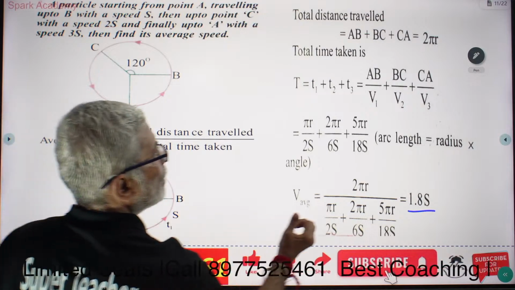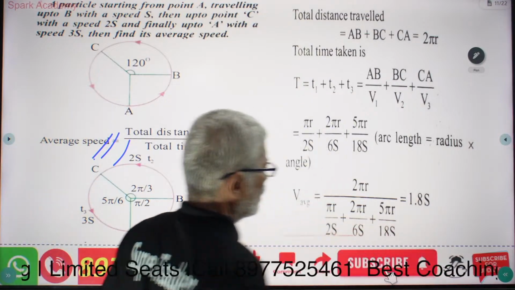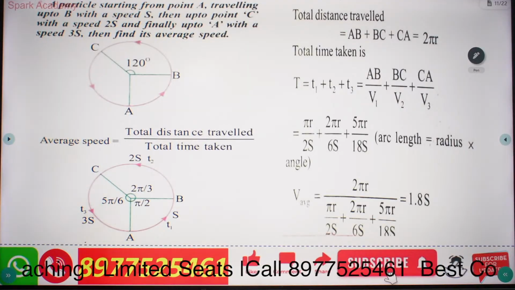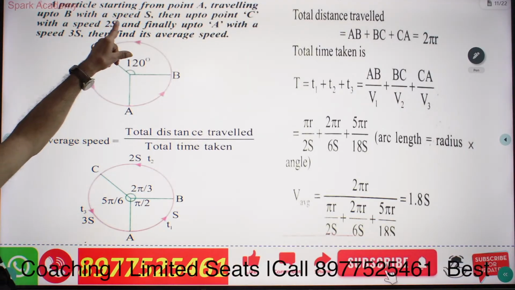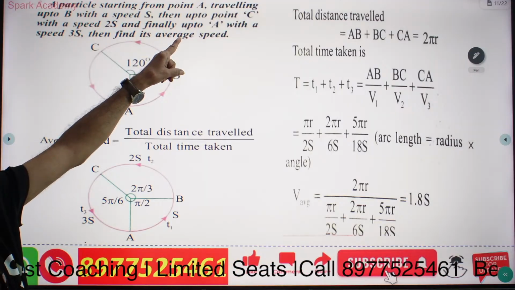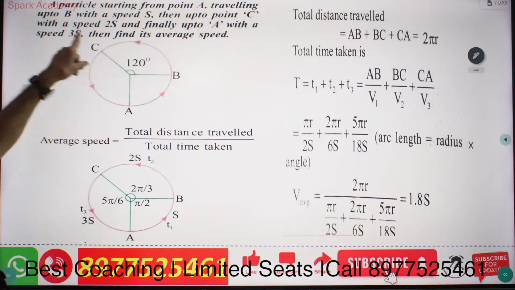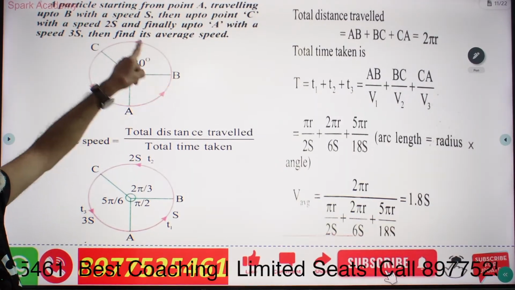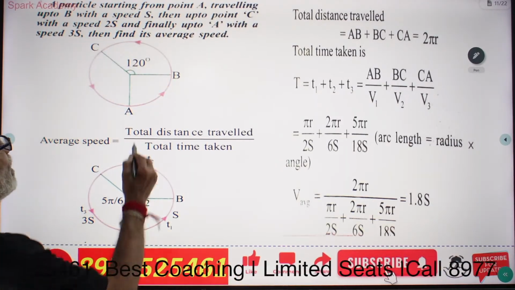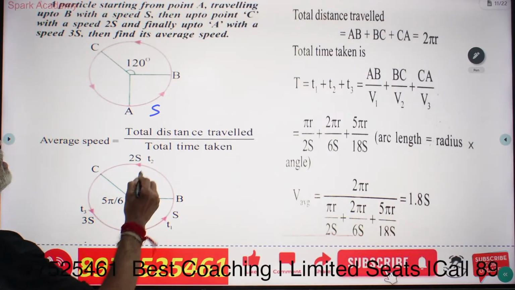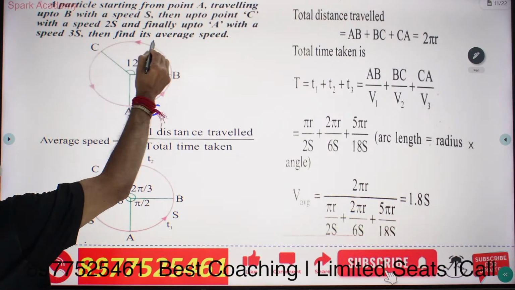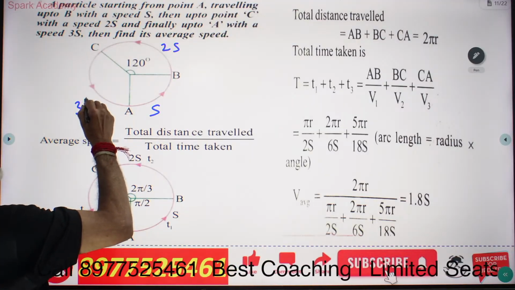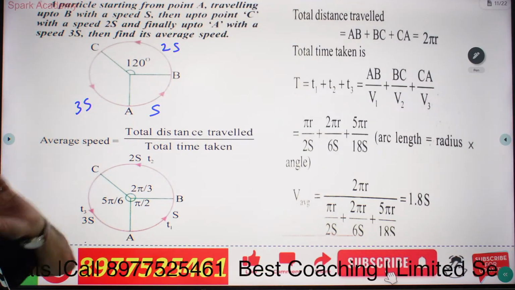Okay. So kindly go through this problem. Here, a particle starts from point A and travels up to B. From A, the particle goes to B with a speed S. S is the speed here. Then from B to C, it goes at a speed of 2S. And C to A, it goes at 3S. Then find the average speed.